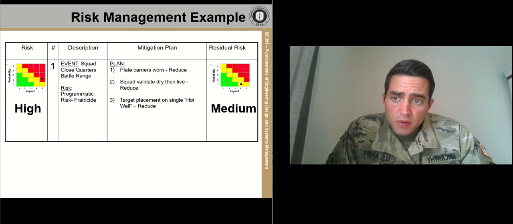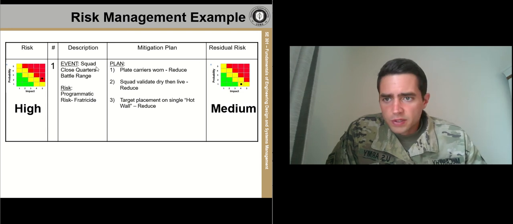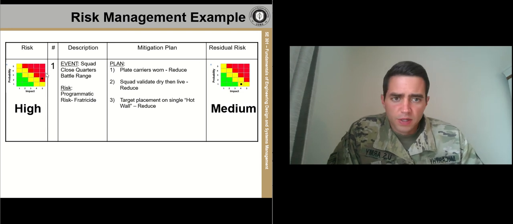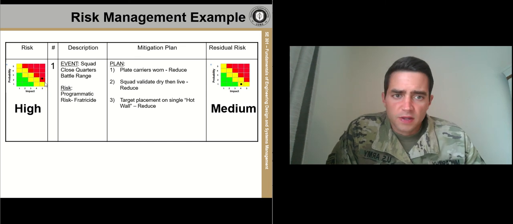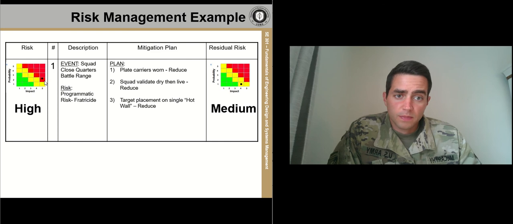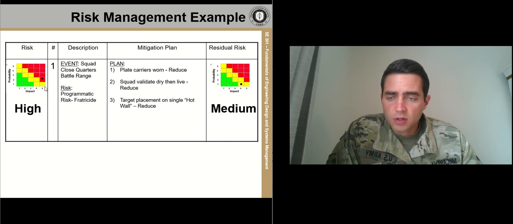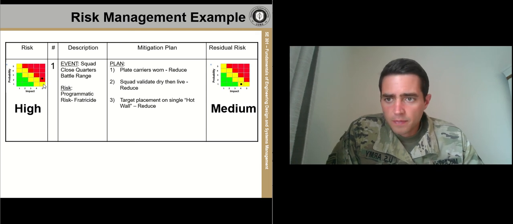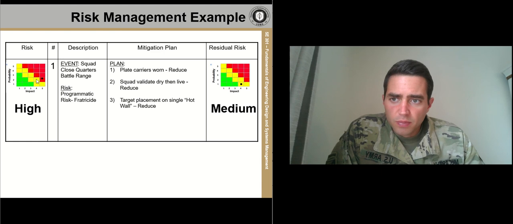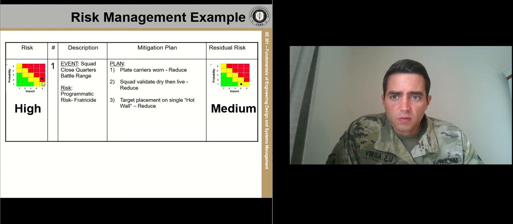So the probability of this occurring is relatively low, either a 1 or a 2, probably a 2, just depending on the training of your squad. But the impact of it is extremely severe. If someone were to be shot by another soldier while on a range, that would have extremely high impact, both for the soldier, both of the soldiers involved, and of course all the other negative effects that would come. So that's why you can see the black dot has it right here, and it's a high initial risk.